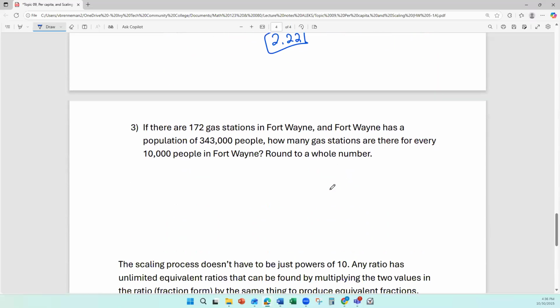And then number 3 here, there's 172 gas stations in Fort Wayne and a population of 343,000 people. We want to know how many gas stations there are for every 10,000 people in Fort Wayne. So I take the 172 divided by 343,000. That's going to give me how many gas stations for every 1 person, and that is 0.0005, and it keeps going.